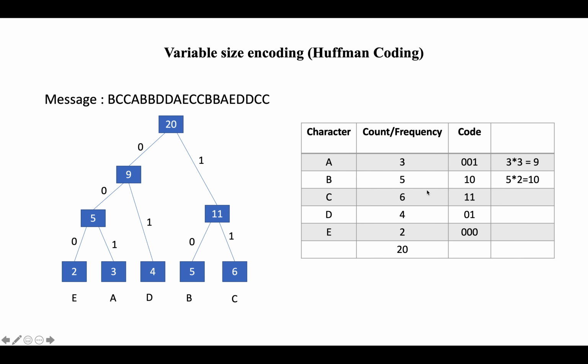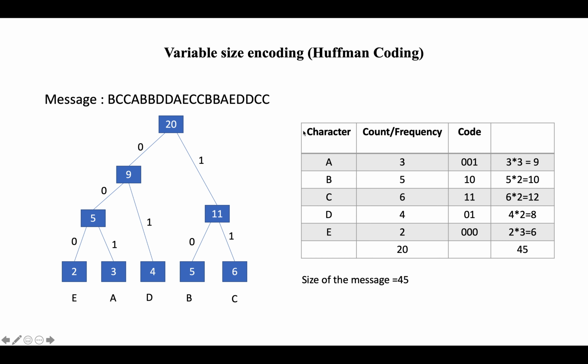will be 9. B is appearing 5 times and each B will get 2 bits, so 5 cross 2 is 10. Then C is appearing 6 times and each C will get 2 bits, so it is 6 cross 2, 12. D is appearing 4 times and each D is getting 2 bits, so 4 cross 2 is 8. And E is appearing 2 times and each E will get 3 bits, so 2 cross 3 is 6. Total is 45. So the size of the message is 45.